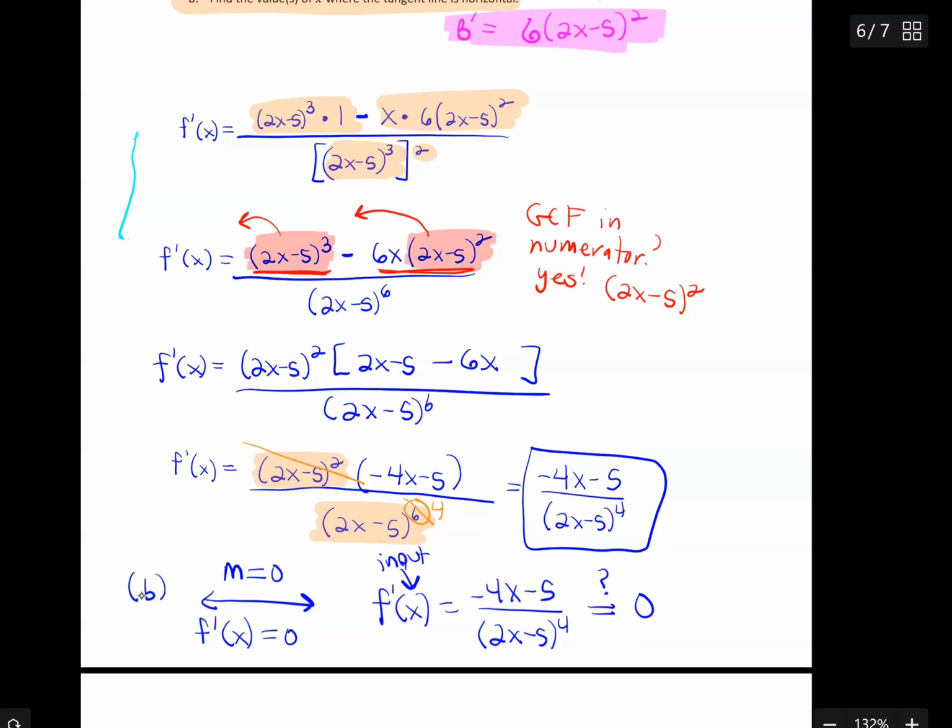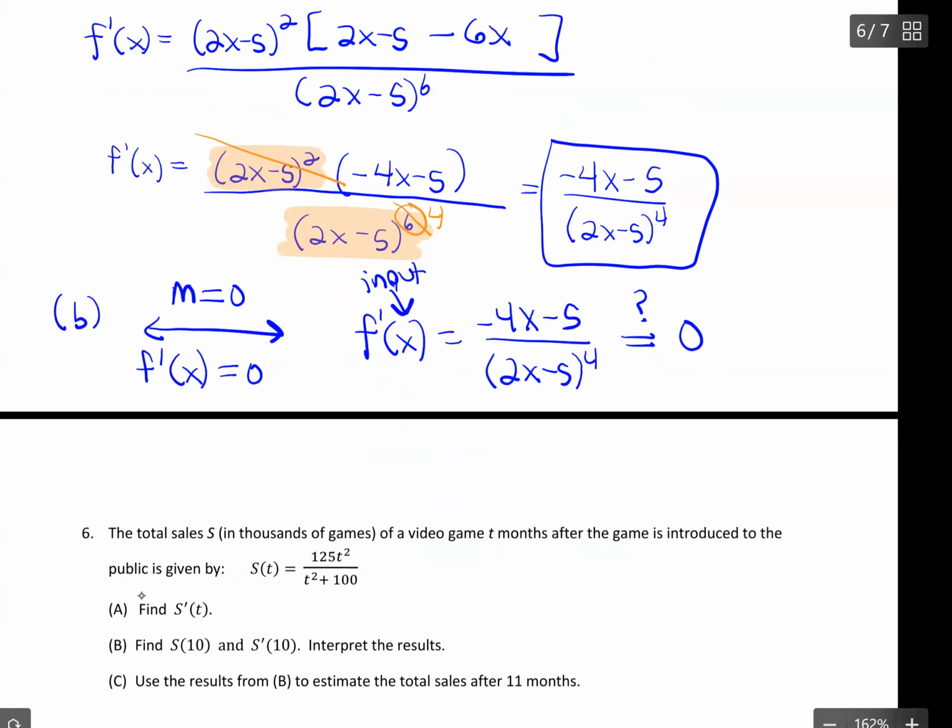Okay, so for a fraction to be 0, we need a 0 in the numerator and any other non-zero number in the denominator. That's going to make it a 0. So I'm just going to focus in on the numerator being 0. What values of x would make the numerator 0? And as long as that value of x I find does not make the denominator 0, we're good. If it makes the denominator 0, we have a problem, right? But if it makes the numerator 0, then the derivative will be 0. So all I'm going to do is set that numerator equal to 0.